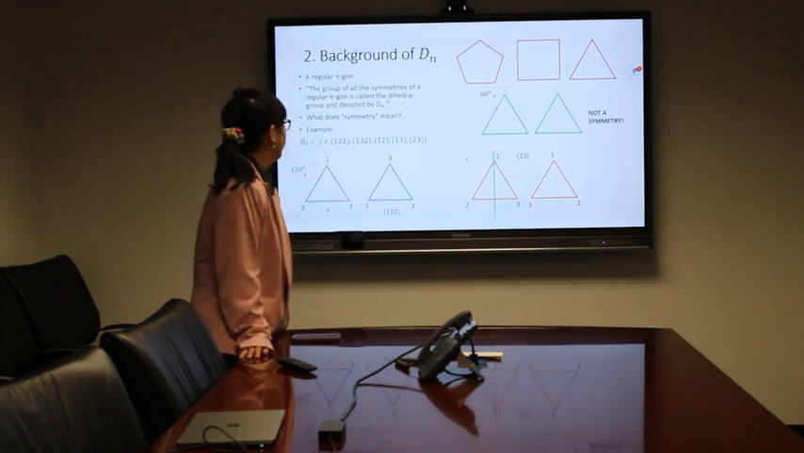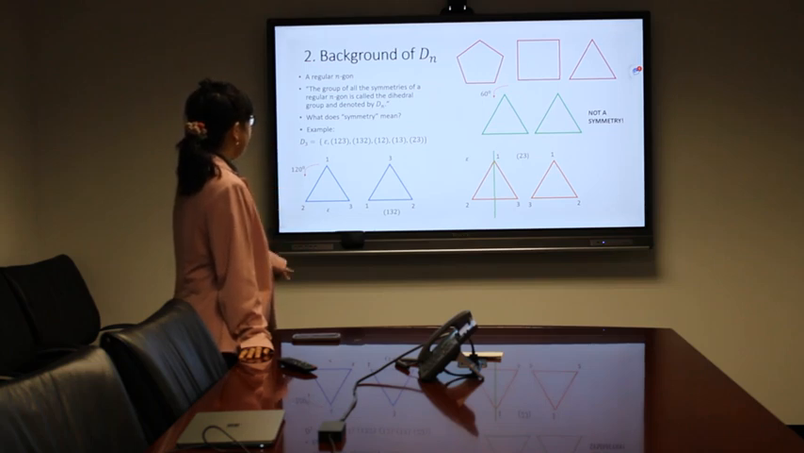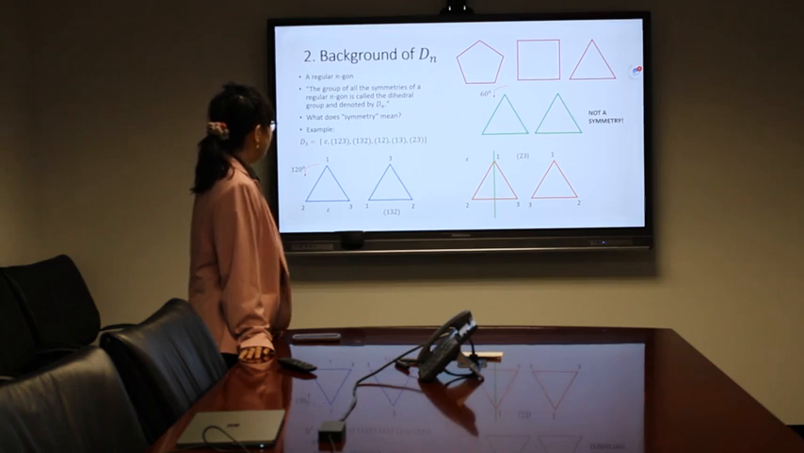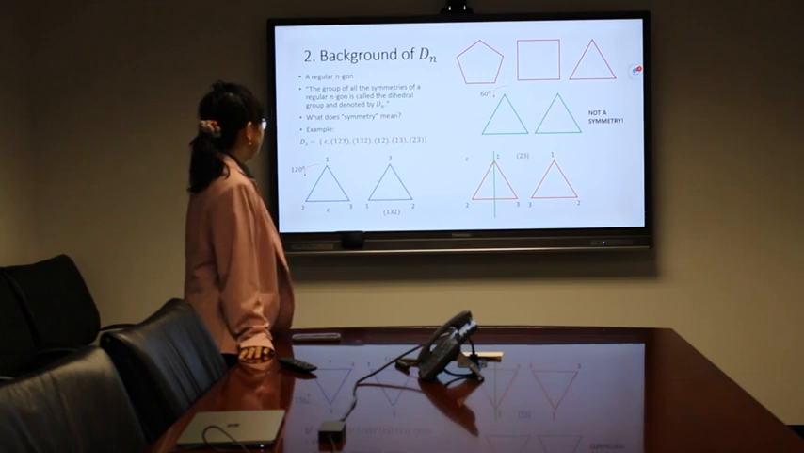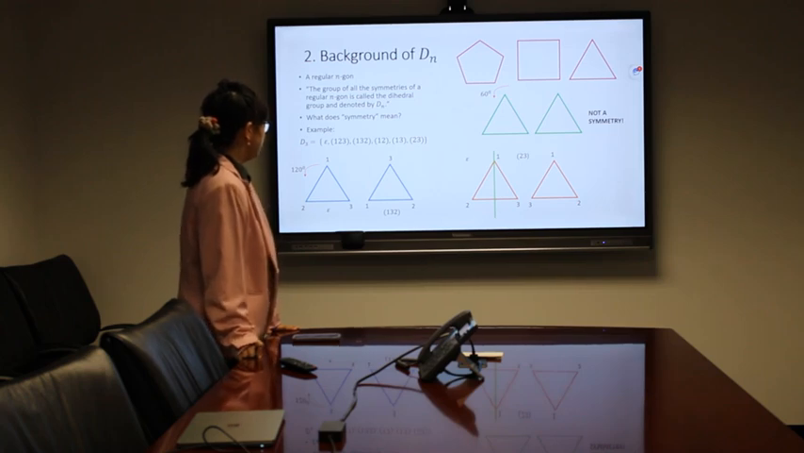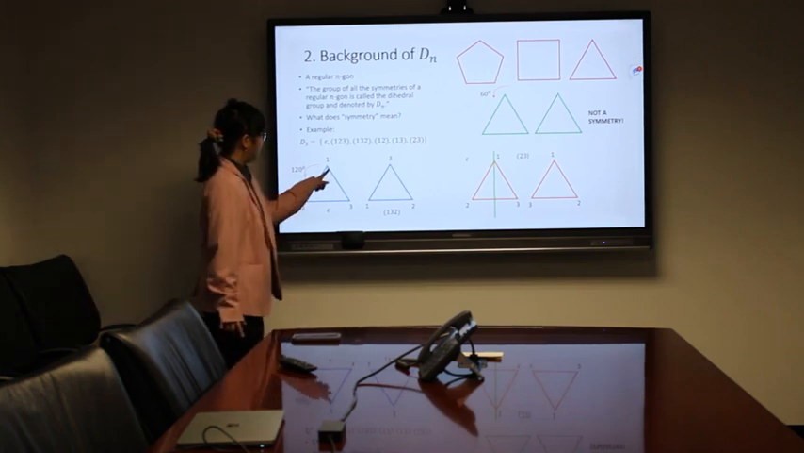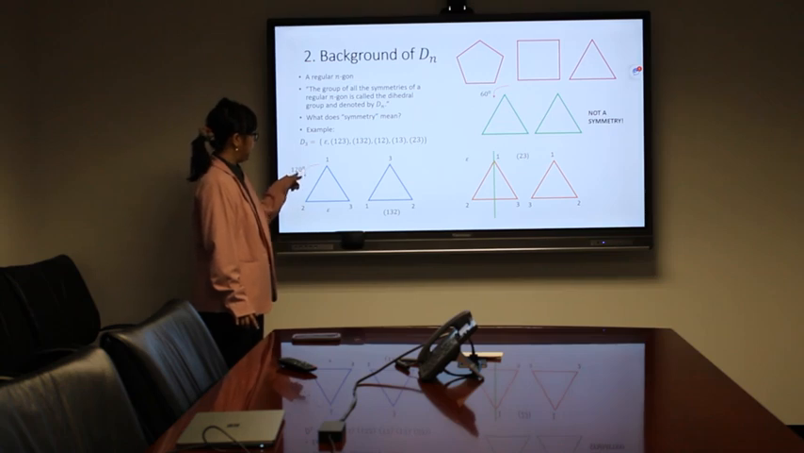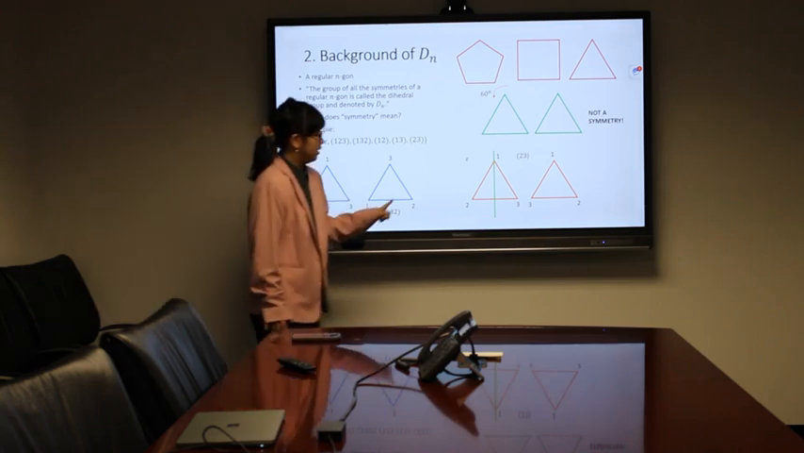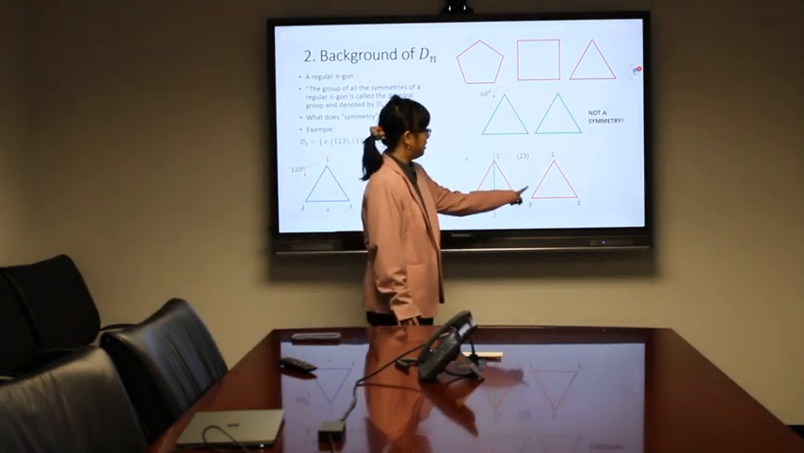Here is some background for Dn. Here are some examples of regular n-gons. We have the triangle, square, and pentagon. What I mean by a symmetry is an action or movement we take on a regular n-gon, and if this action results in the same regular n-gon with the same orientation in space, we call it a symmetry. For example, if we rotate the triangle 120 degrees counterclockwise, we have a symmetry. If we take a reflection across the straight line, we have another symmetry.